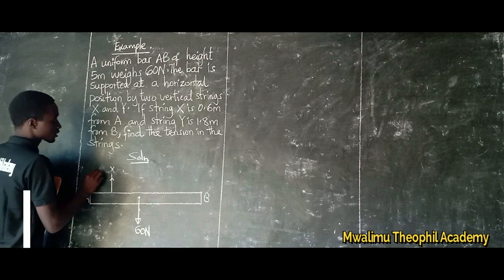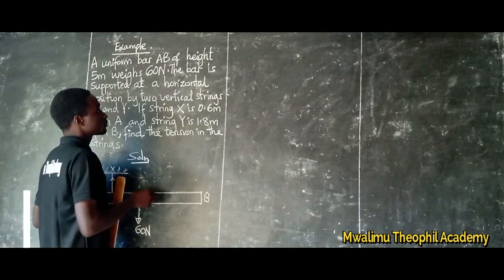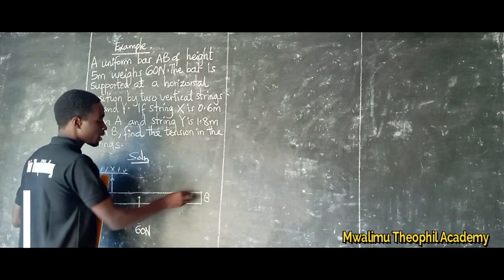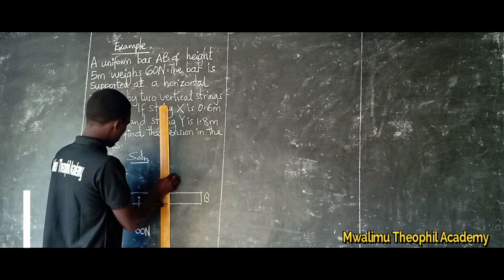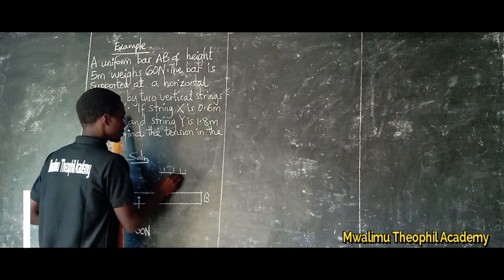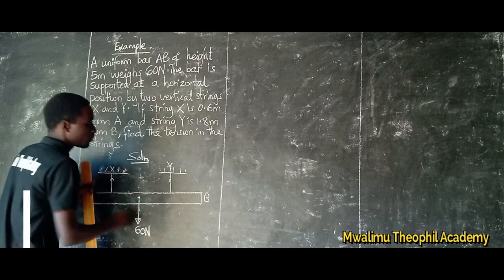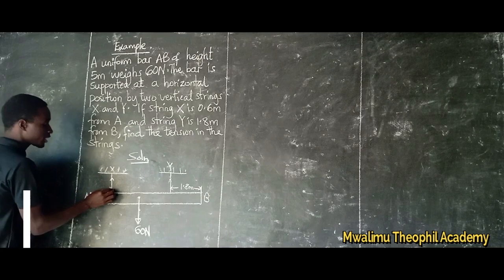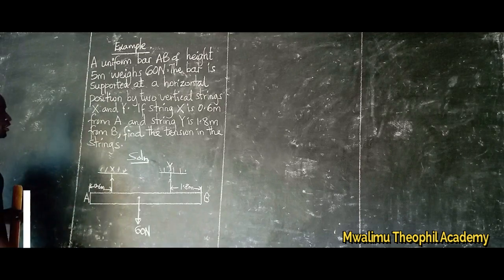Also let us fix string Y. String Y is at a distance of 1.8 meter from end B. Now from end B, about 1.8 meter, it is where we fix string Y. Now string Y is fixed at this distance, meaning from here 1.8 meter up to the end B, and string X, we've said it is 0.6 meter from the end A, as you can see.